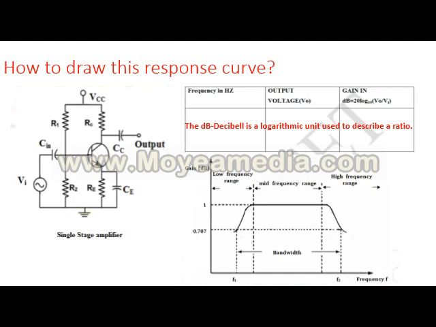So this dB is decibel. It is a logarithmic unit used to describe a ratio. Here we are taking Vout by Vi, where Vi is the input voltage, as the ratio. Then plot frequency in the x-axis and the corresponding gain in the y-axis. We have to draw this response curve in the normal graph or semi-logarithmic graph.